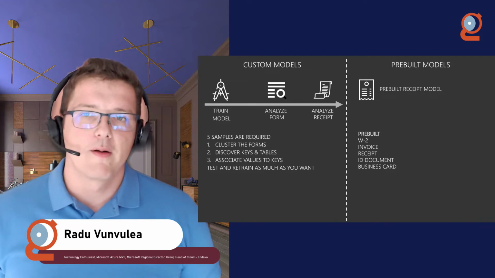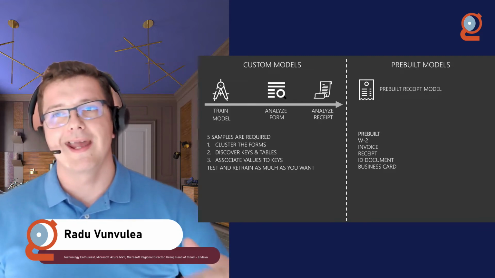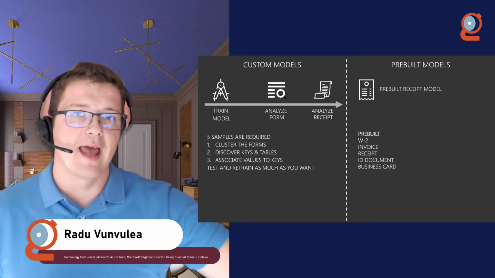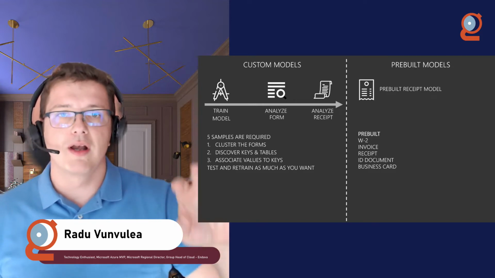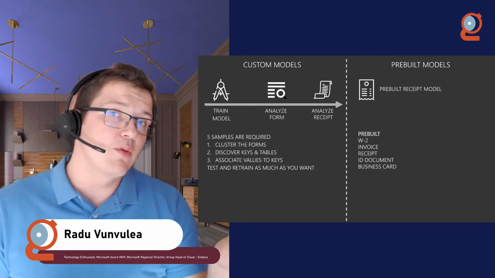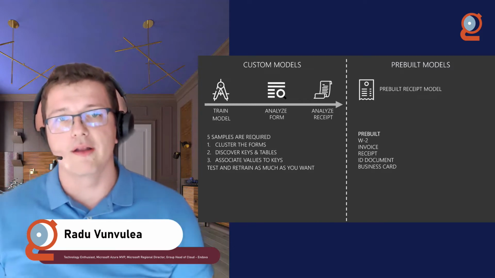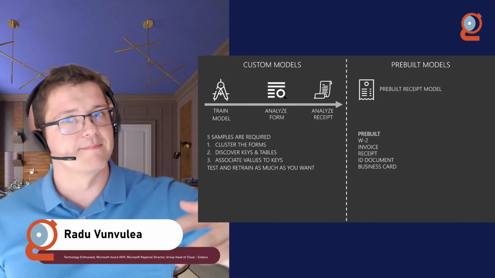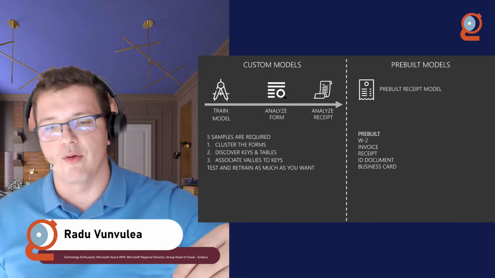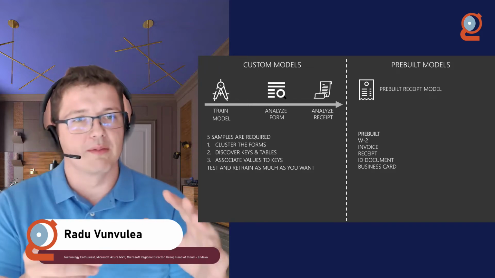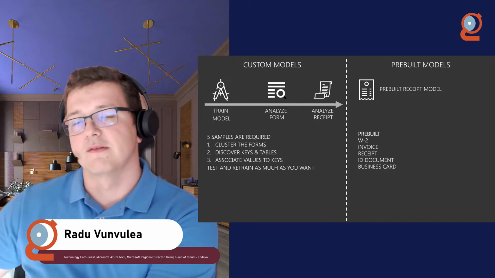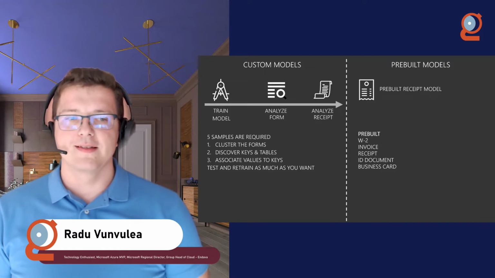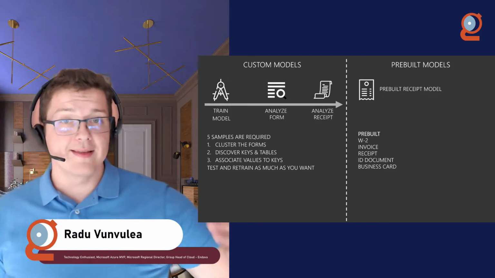And why are custom models so powerful? Because behind the scenes, they're using the same capability that you have for pre-built models and it works very easily from the beginning. So you just need to have 5 samples. You cluster the forms, you do the labeling if you want, or you can just say, okay, get all the content that you can and try to label it. It would also automatically discover the tables. And if you have, for example, documents where you have a list of items, it would be very useful to be able to get this list and put it in a specific format inside your system. And you can test and retrain it as much as possible.